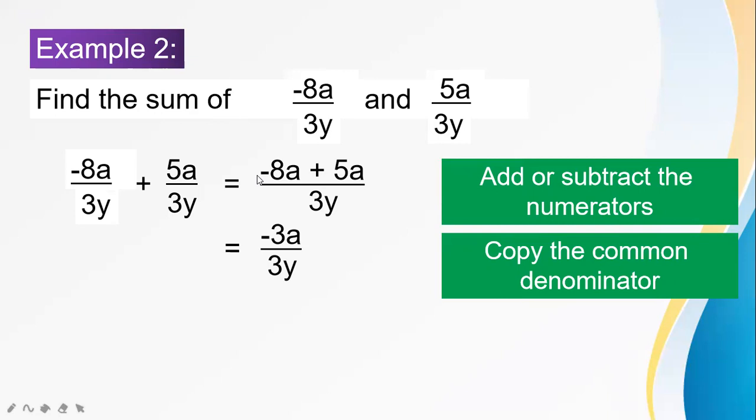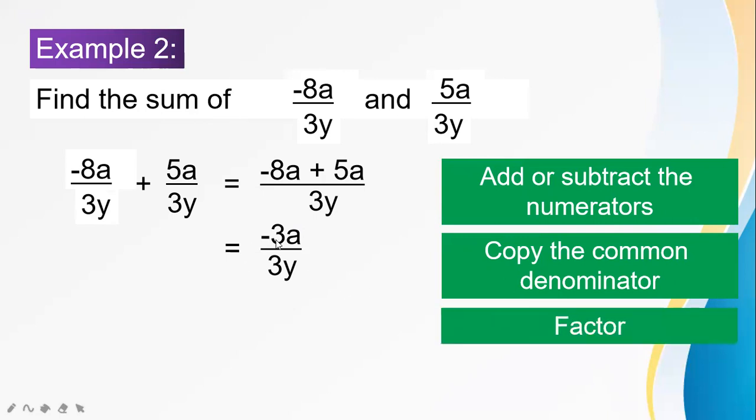Why negative? Because 8 is greater than 5. So this one is positive, this one is negative. So 8 is greater than 5, and therefore you copy the sign of 8. So copy the sign of 8 and then you subtract. So we have 3, so negative 3a. Then copy 3y. Then factor.